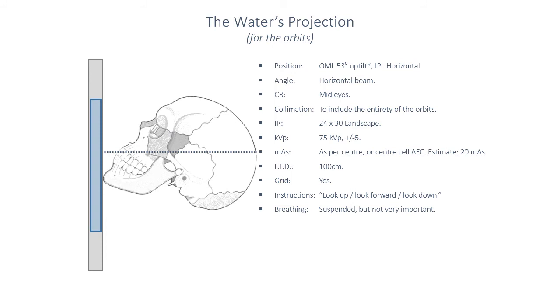The positioning is very similar to our previous Waters projections, except for the fact that the central ray passes through the level of the eyes and that the collimation is going to include the entirety of those orbits. The patient instruction is the critical part of this projection. You're going to perform the projection 3 times, and the patient will be instructed to change the way that their eyes are looking. This is referred to as the patient's gaze.